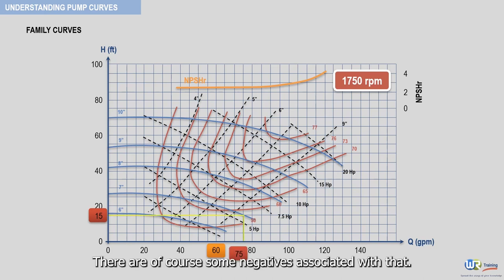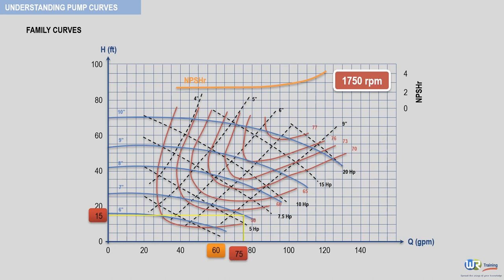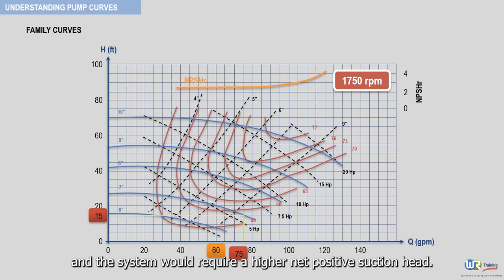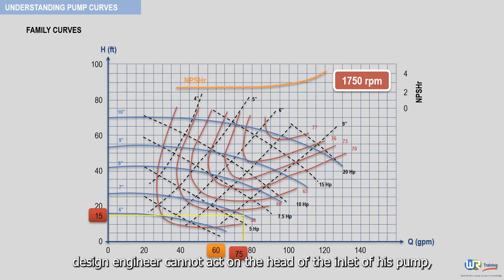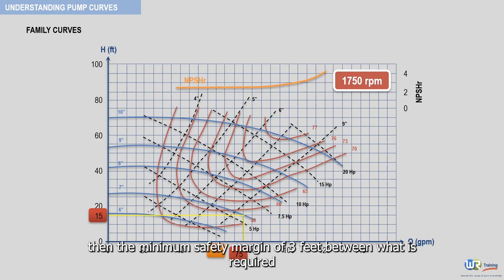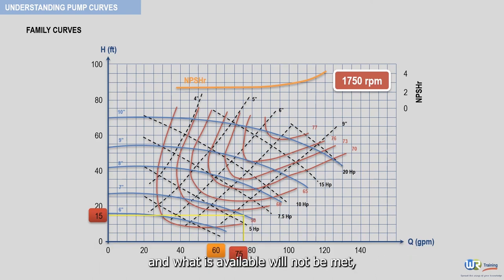There are of course some negatives associated with that. As you can see from the line for the horsepower, you will have a little bit more pumped energy. You're further away from the peak efficiency, and the system would require a higher net positive suction head. In case this design engineer cannot act on the head at the inlet of his pump, then the minimum safety margin of 3 feet between what is required and what is available will not be met. And his system would be closer to the cavitation conditions.